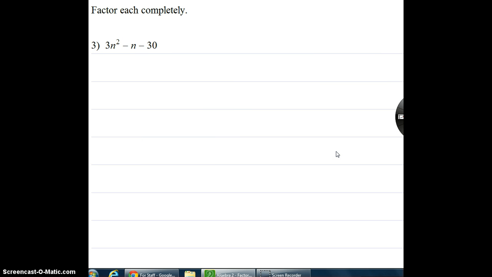I want to show you the next example. Copy this down. Hit stop. See if you get the right answer. And then hit play and see if you know what you're doing.